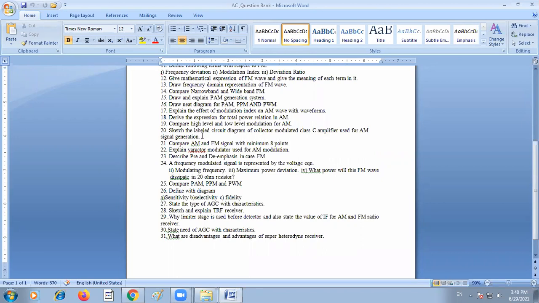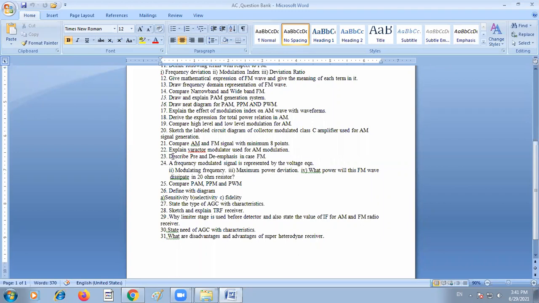In AM generation, there are two methods. One is the square law diode modulated method, and the second one is the collector modulated method. The square law diode modulated method is low level modulation, the collector modulated method is high level modulation. So please go through that once. And the next question is compare AM and FM with minimum 5 points or 8 points. I provide comparisons of AM and FM. Please go through that once.